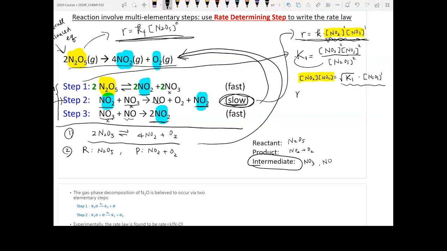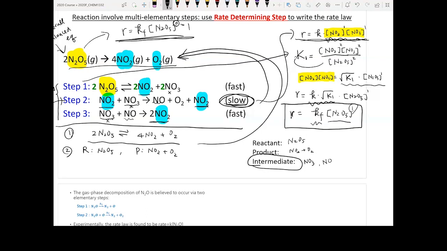So you can substitute these with these terms. So your rate can be rewritten as k times the square root of K1 times N2O5 to the first power. And this combination of these constants is your kf times N2O5 to the first power. So up to this point, you know your rate law equals rate constant kf times your N2O5 to the first power, so you know the n here is going to equal 1. So it's actually very simple, right?